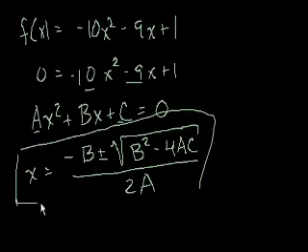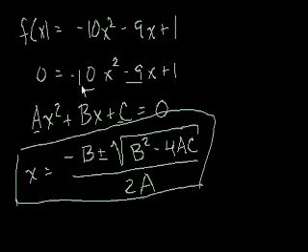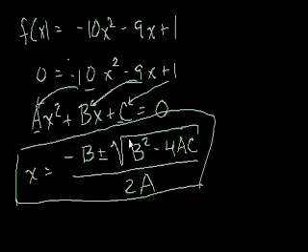So let's apply the quadratic equation to this equation that we just wrote down. A is the coefficient on the x squared term, b is the coefficient on the x term, and c is the constant. What's b? Well, b is negative 9, a is negative 10, c is 1.